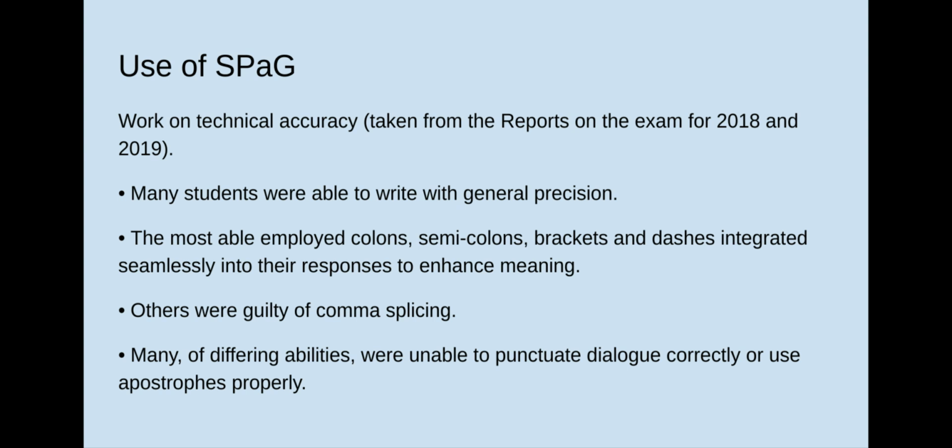Comma splicing is where you don't put in full stops. You keep putting too many commas. So read your sentences. As long as it makes sense, it must be more accurate than you think. So put a full stop in, capital letter, start again.